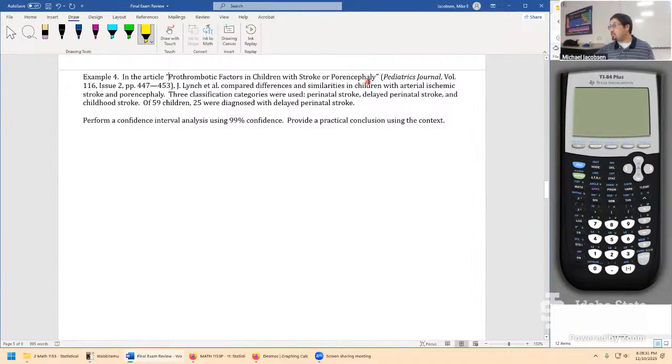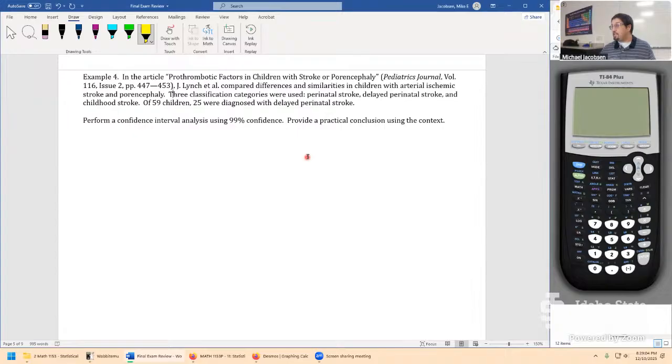This is in the Pediatrics Journal. The authors, Lynch, compared differences and similarities in children with arterial ischemic stroke and porencephalopathy. These are pretty crazy words. This is stuff you may not necessarily want to Google unless you have a pretty strong stomach for this kind of medical information. But you know what? The nice thing about statistics is you don't have to be an expert to analyze this. This is messy data. It's pretty chaotic, but that's our job.